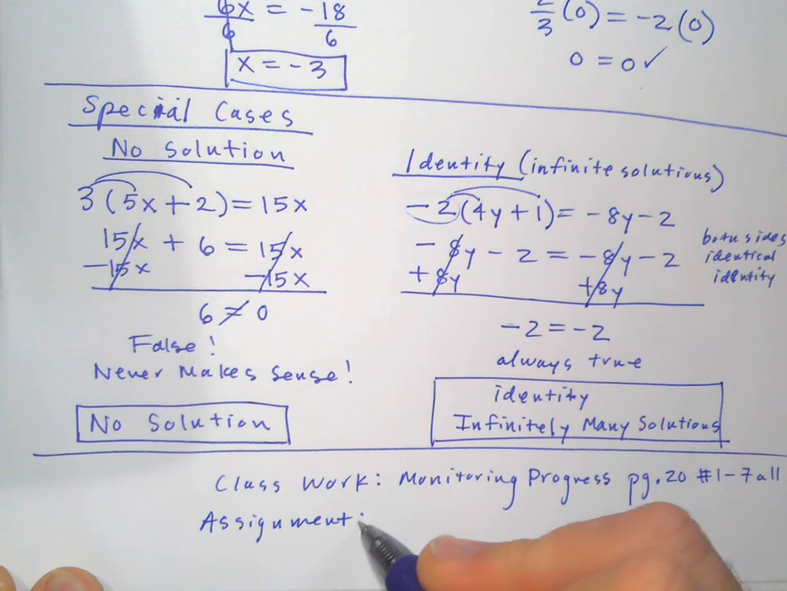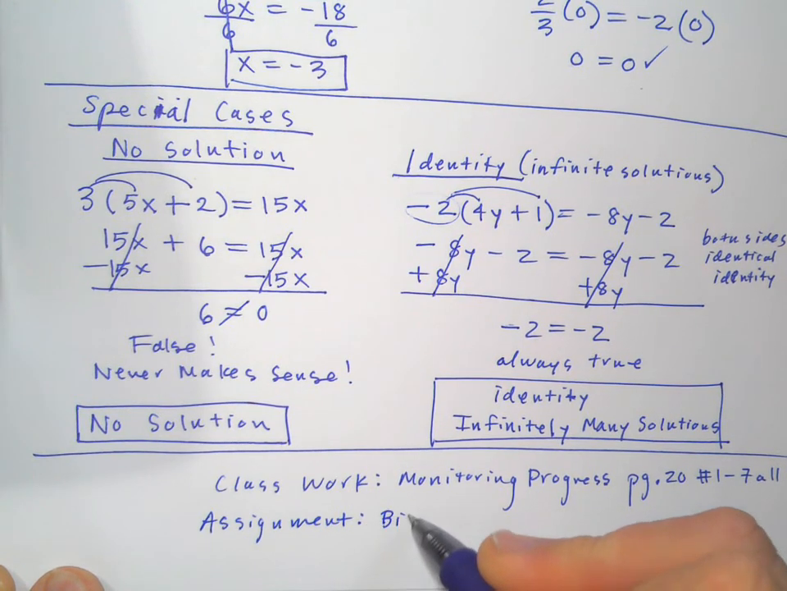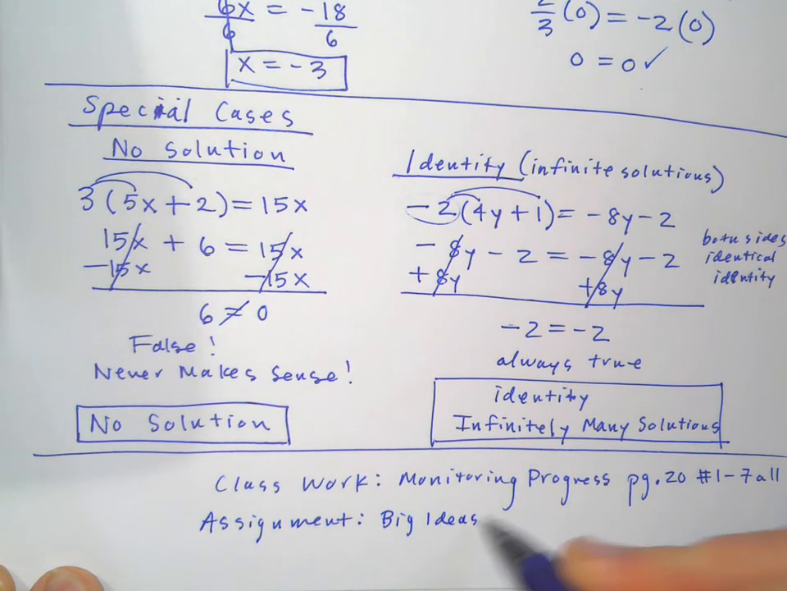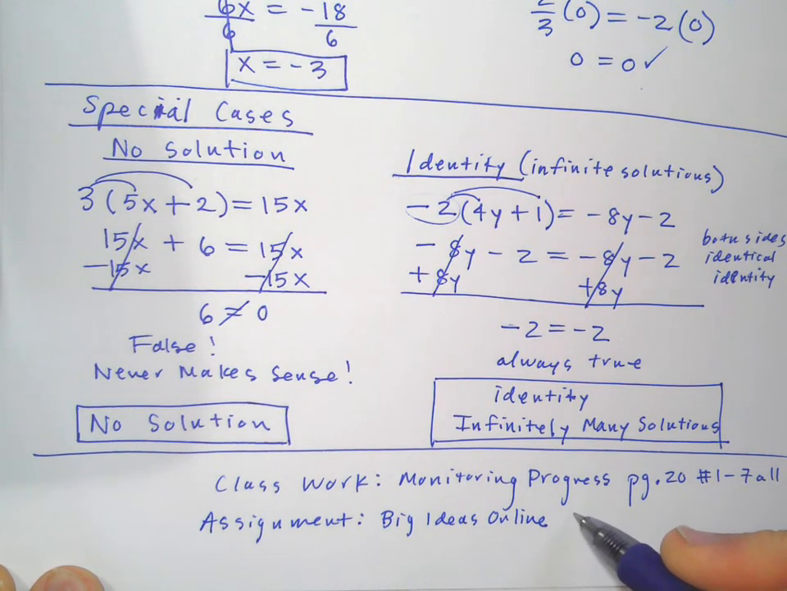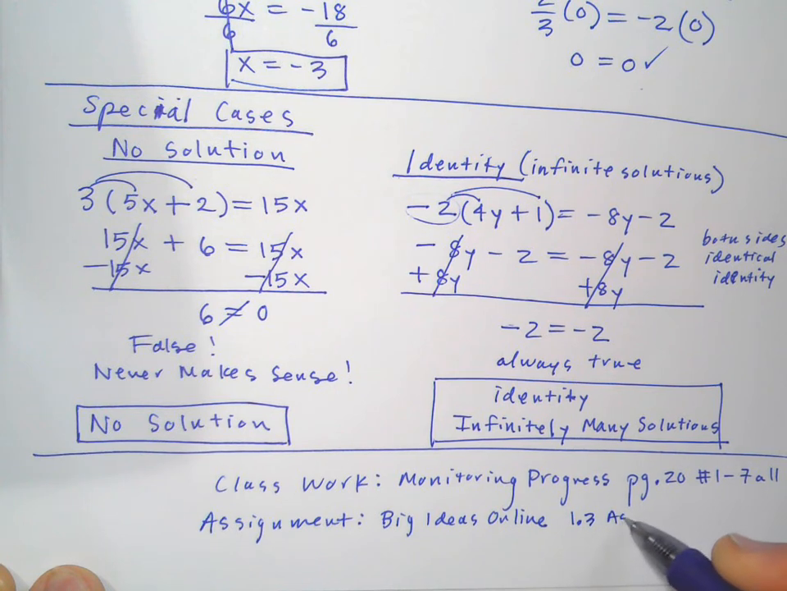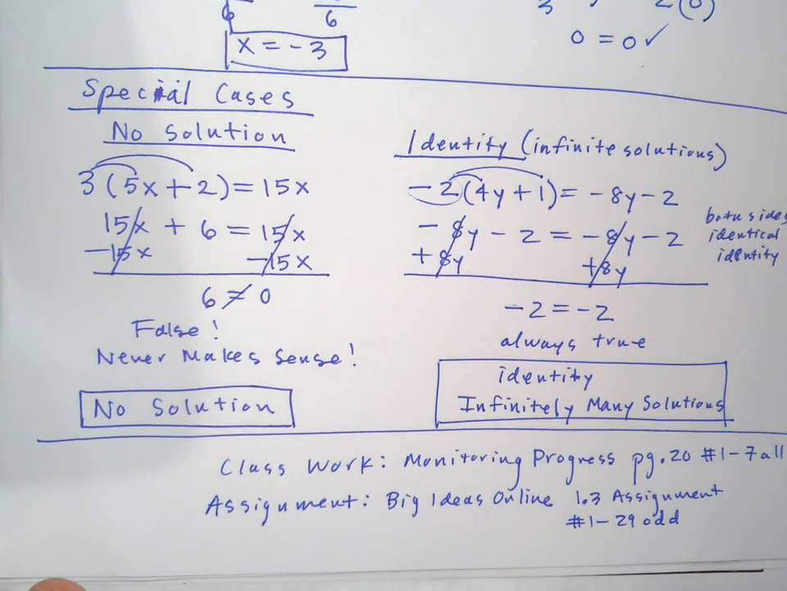And your assignment is going to be Big Ideas Online. And you go to the assignments tab and you go to the 1.3 assignment. And you do problems 1 to 29 odd. Now, these are the same problems that are in the book, but I want you to submit it through Big Ideas Online. But you got to show all your work on a piece of paper and upload that to Google Classroom when you're done to get credit.